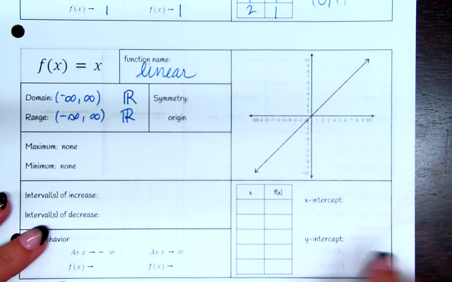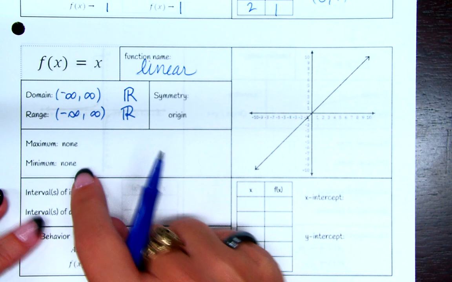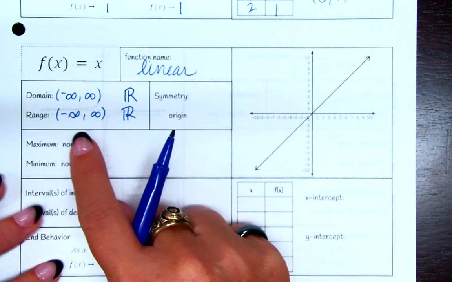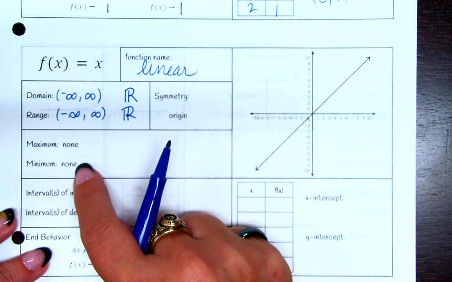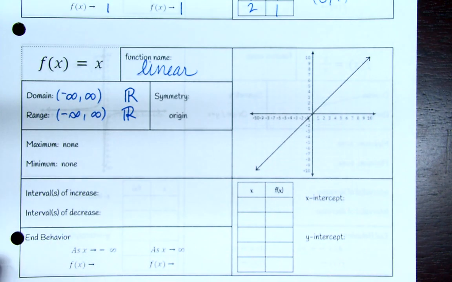Yes? Is there a maximum or minimum? I mean, I know I already gave you the answers, right? I did that on purpose, but do you understand why there's no maximum or minimum? There's not a highest point, there's not a lowest point, is there? Okay? What about intervals of increase or intervals of decrease?